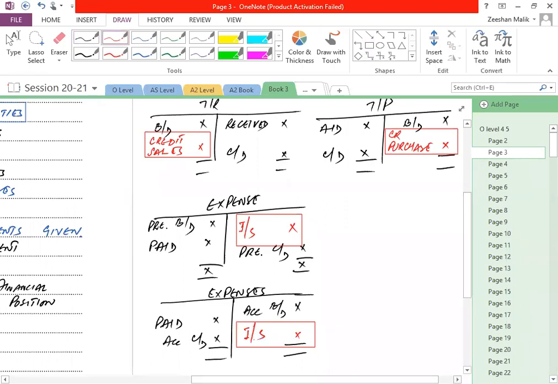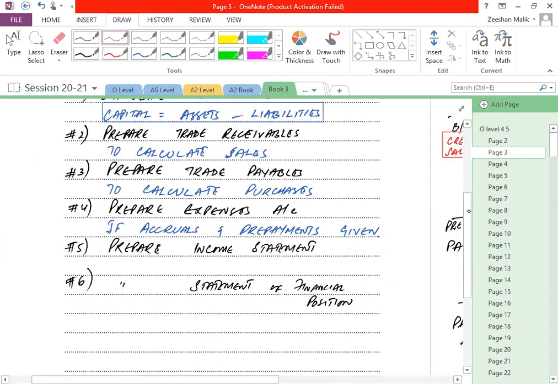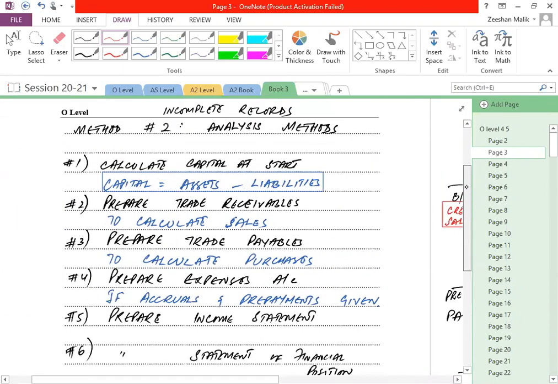So this is incomplete records. Your books of accounts are not properly maintained, or most of the items are missing from your accounts. You need to perform the workings to calculate the missing figures. Then only you can prepare income statement and a statement of financial position. Look at the steps here. Go through them quickly.